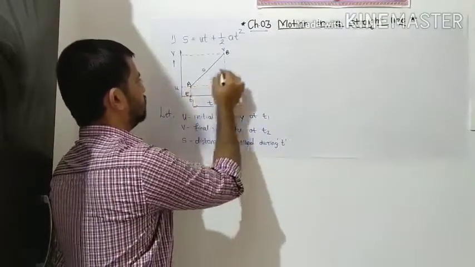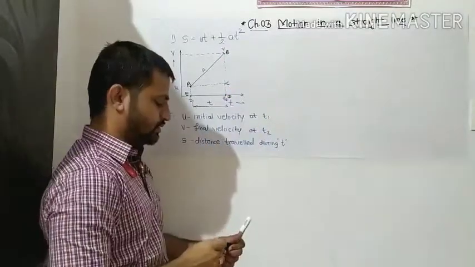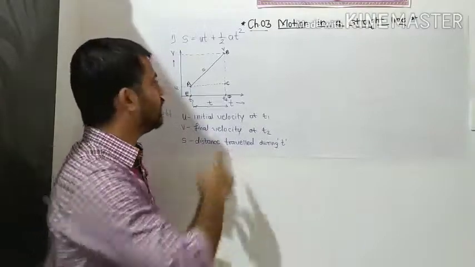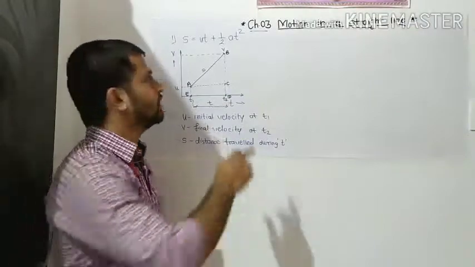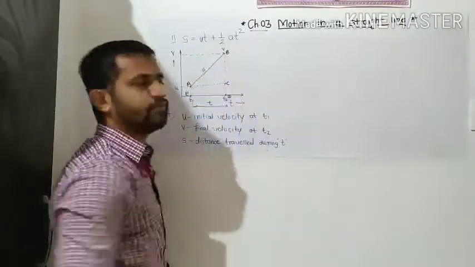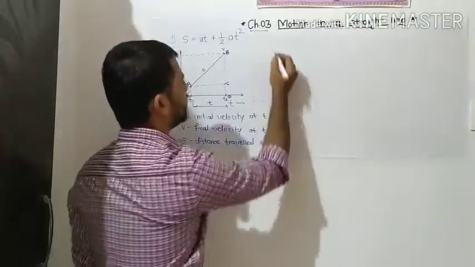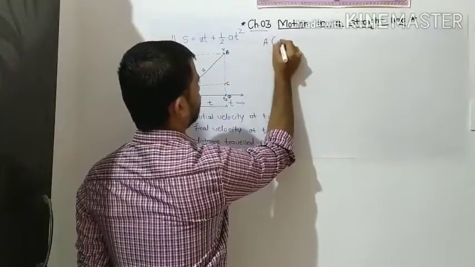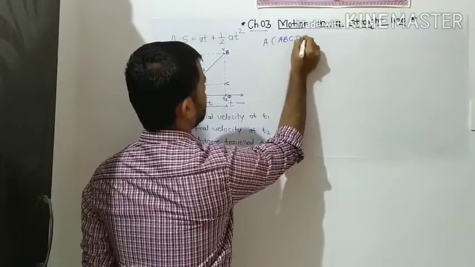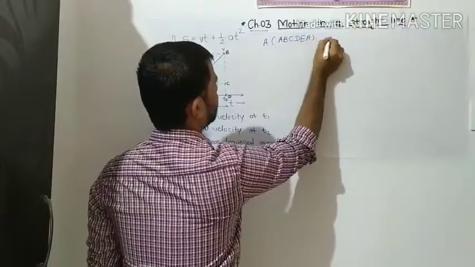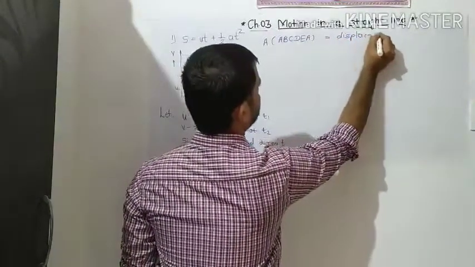We have to find the area of this profile, and then we will get the displacement, because we have to find the displacement s is equal to ut plus 1/2 at square. So let us find the area of this curve. The area of A, B, C, D, E will be equal to the displacement.